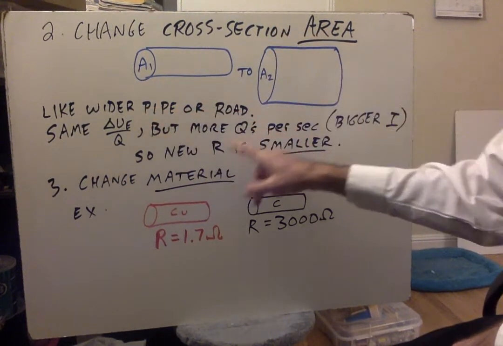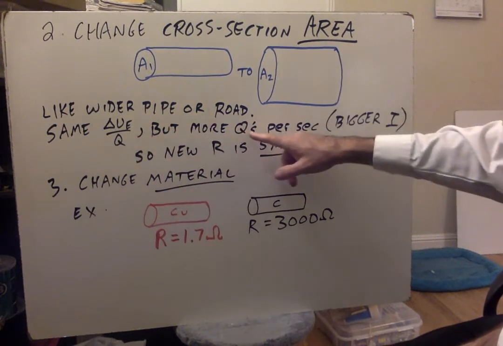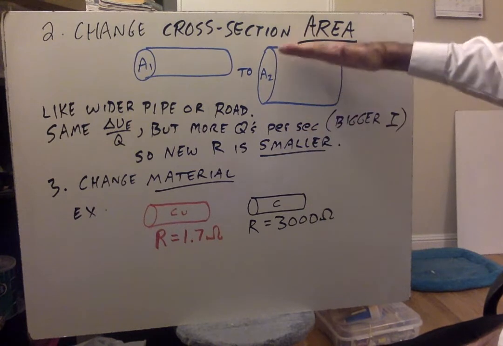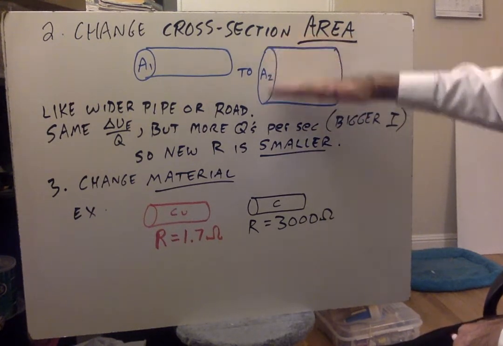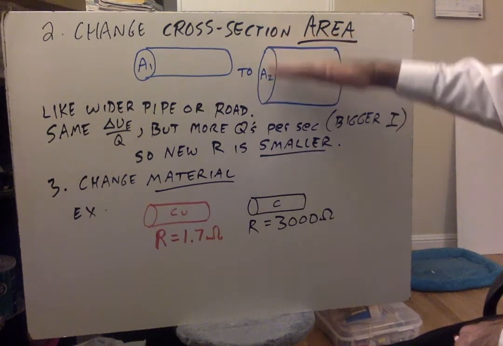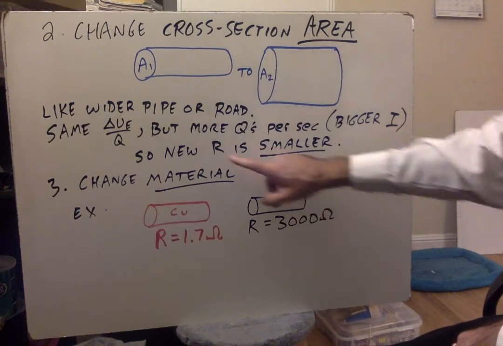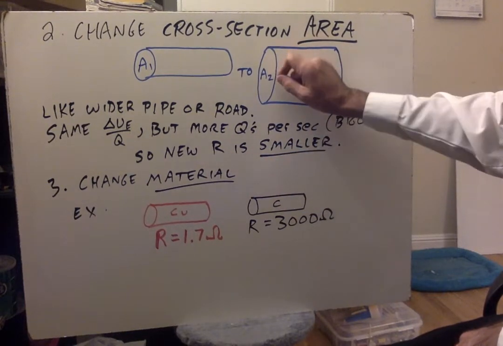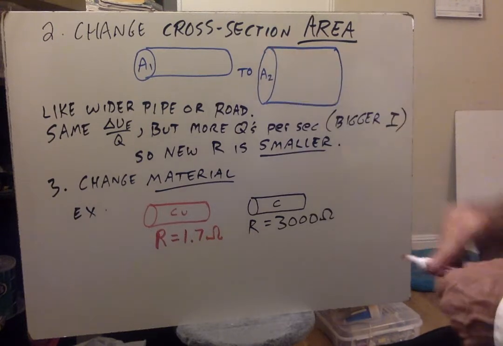So it's like a wider pipe or road. You get the same energy loss per charge, but there are more charges going through per second because it's wider. They're not going faster, they're just more of them, because the object is wider now and can carry more per second, so it's got a bigger current, so the new resistance is smaller. So if you make the resistor wider, you get a smaller resistance overall.